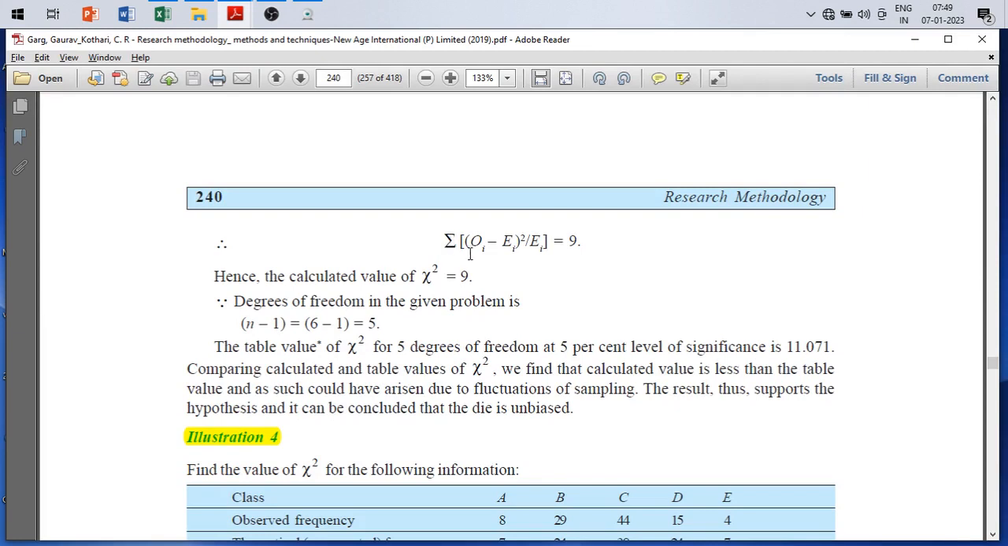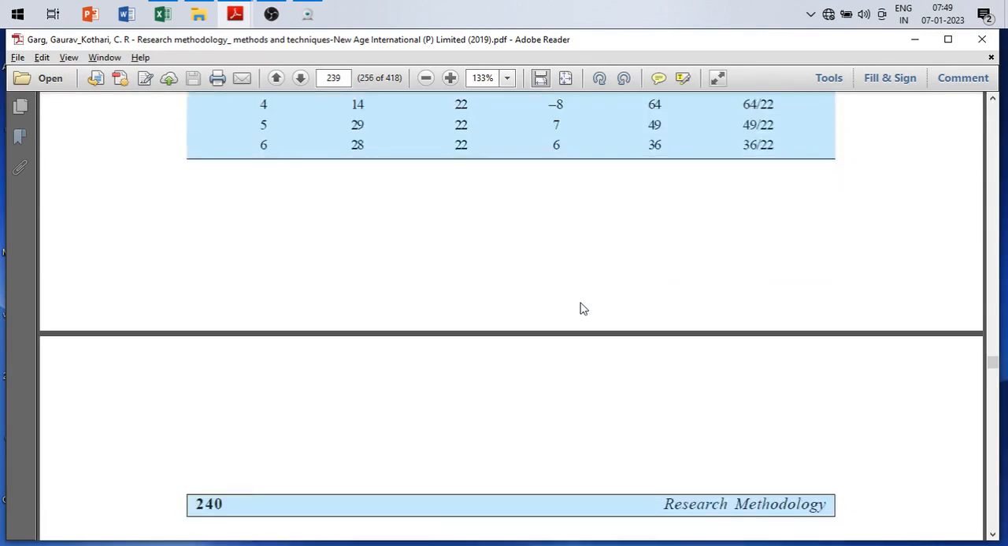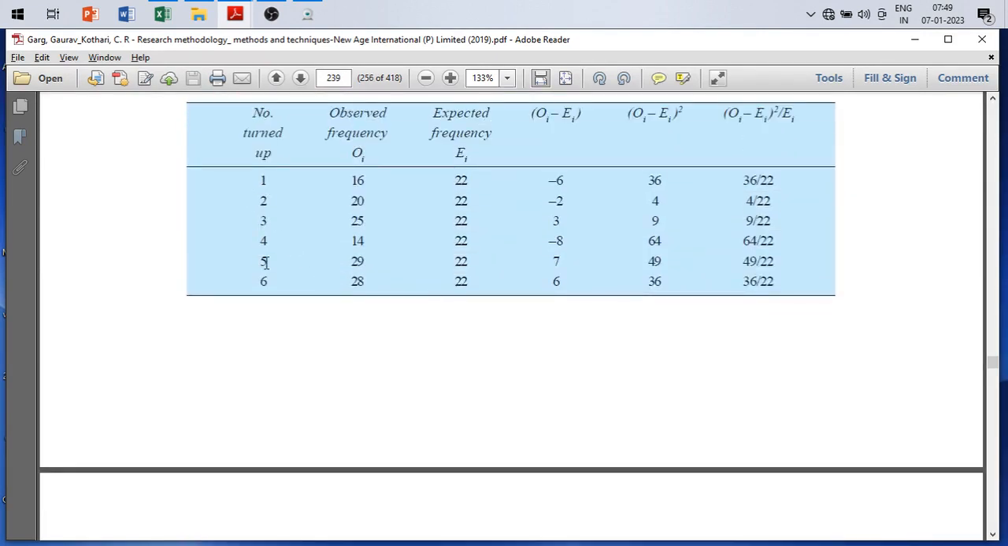Okay, that is done here. Sigma (O minus E) square over E turns out to be 9. And now the degree of freedom here is 6 minus 1, 5. We have 5 degrees of freedom.